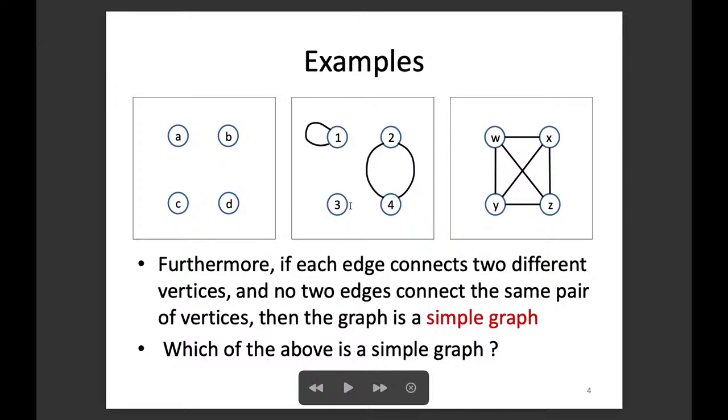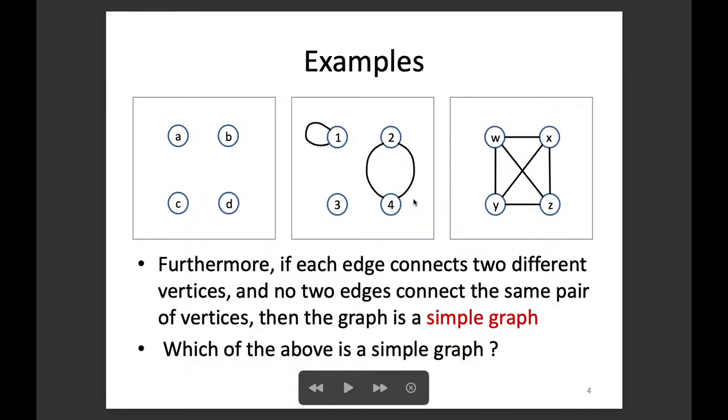Now for the one here, it is not simple for 2 reasons. First of all, it contains an edge that joins the same vertices together. So this is called a self-loop. So if a graph contains a self-loop, then it is not simple. Also, another reason here is between the vertices 2 and 4, there are more than 1 edge joining them together. So this scenario is called multiple edges. So if a graph contains multiple edges, or multi-edges for short, then this is also not a simple graph.